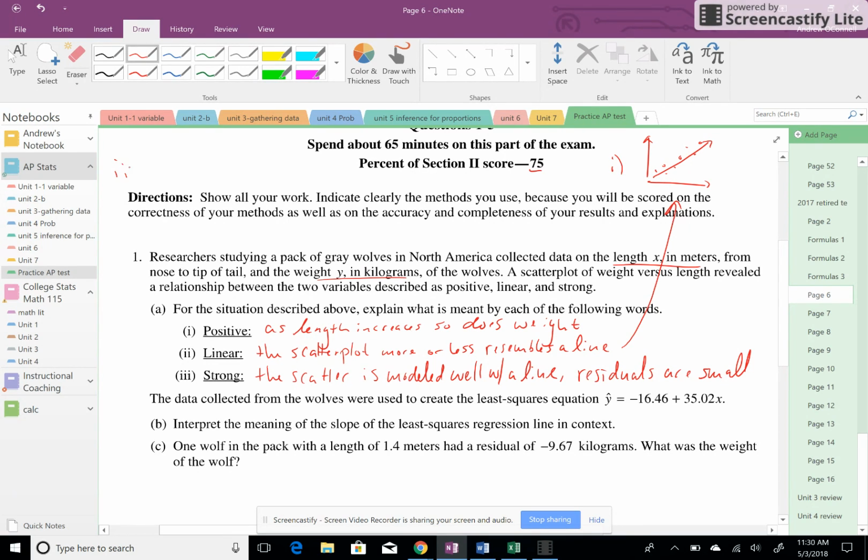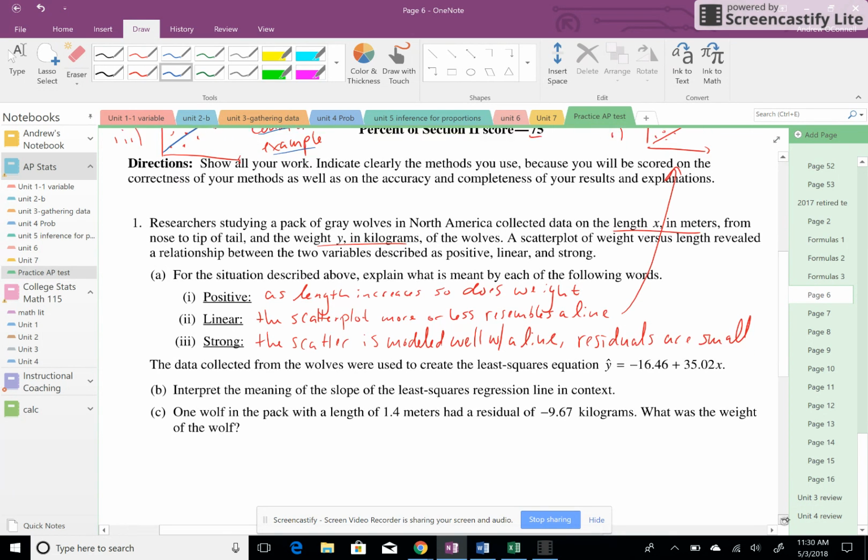So I saw somebody also include a counterexample, that when you see this, it might be some type of linear pattern, but there's a lot of spread around the line. So this would be a counterexample to a strong linear positive association.